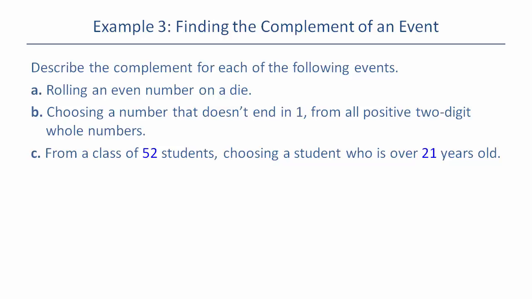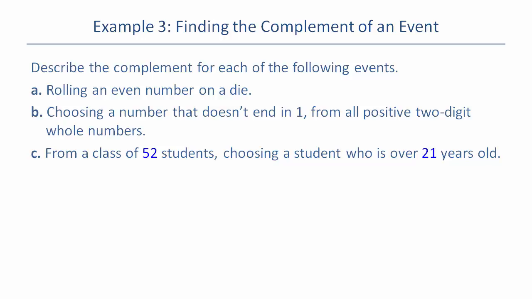If you roll an even number on a die, what would the complement be? Well, wouldn't that obviously be all the odd numbered things, right? If you choose a number that does not end in 1 from all positive 2-digit whole numbers, well, basically, isn't that just going to be all numbers that end in 0 or 2 through 9, right? Any number other than 1.